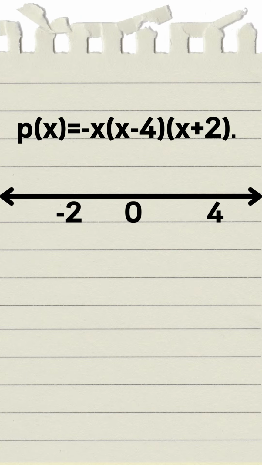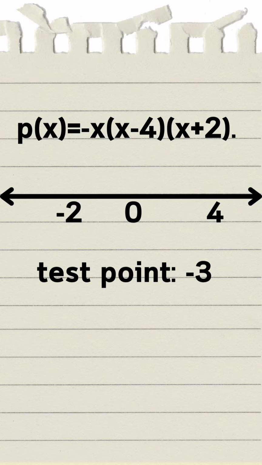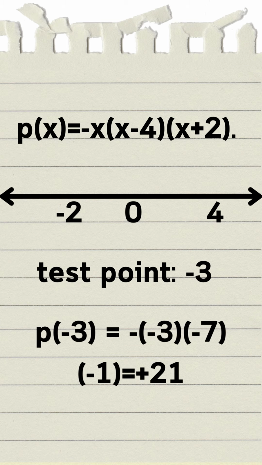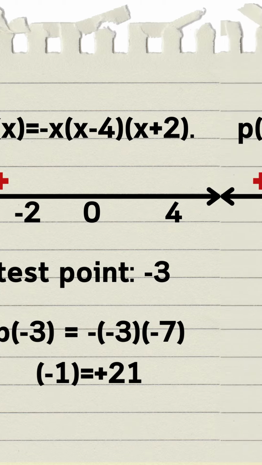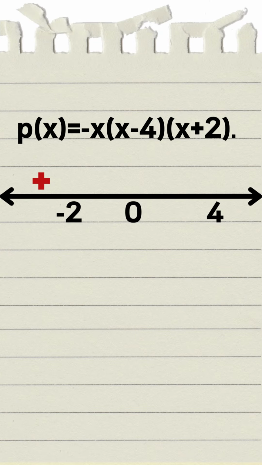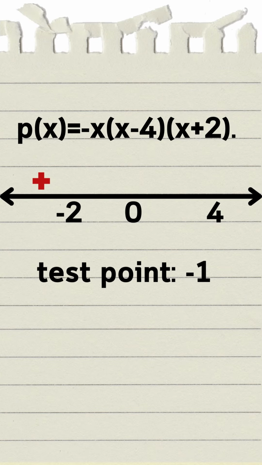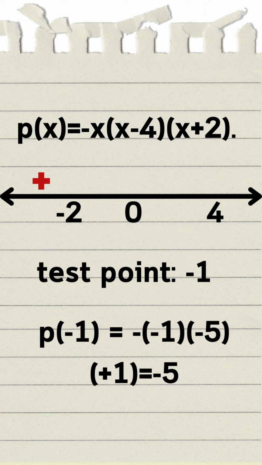Okay, our first test point would be negative 3. If we plug negative 3 into the function, we get a positive answer, positive 21. So that means that interval is positive. Next test point, negative 1. We plug in negative 1 and we get negative 5. So that interval is negative.